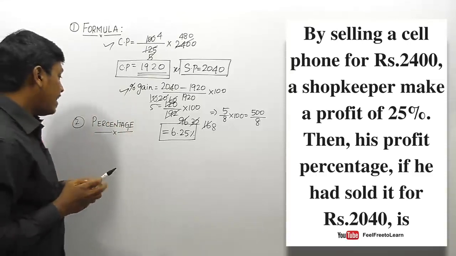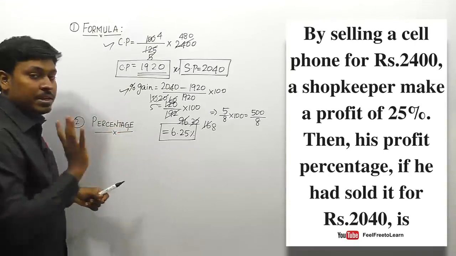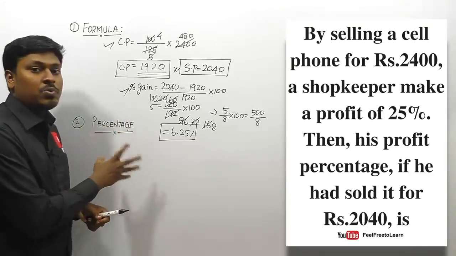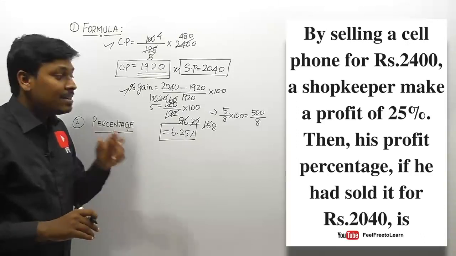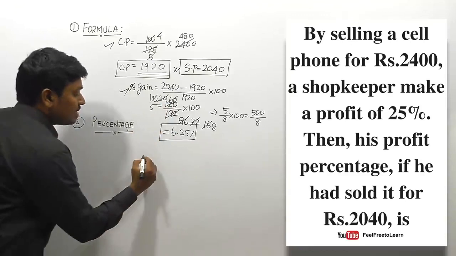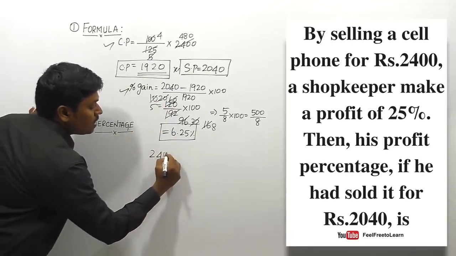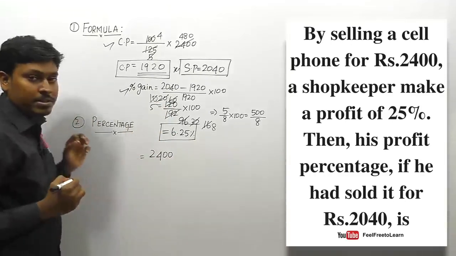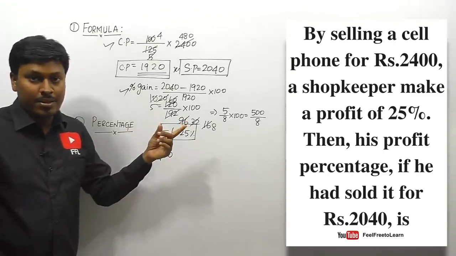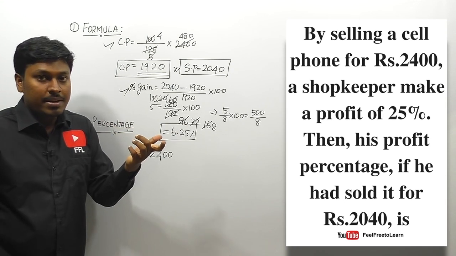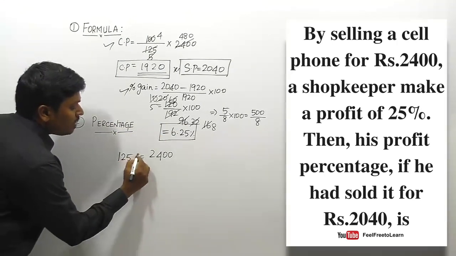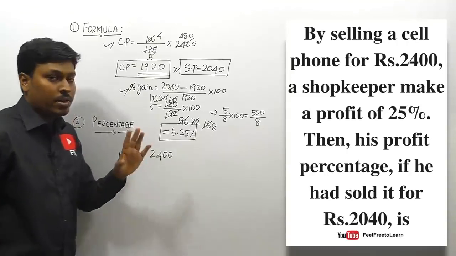So friends, let me solve the same question by using a percentage method, which is most important. Simply by writing 2 steps, we can solve this question. Listen carefully. First of all, a phone is sold for 2400 rupees, and after selling for this amount, he got 25% profit. So 100% will be the cost price, 25% will be the profit. So we can say that 125% will be 2400 rupees.